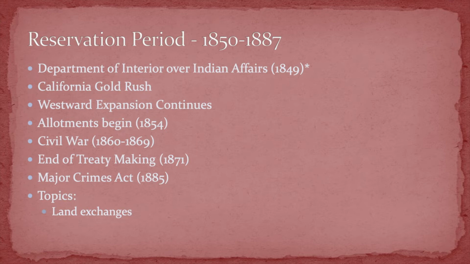So from 1850 to 1887, we have the Reservation Period. And you're like, well, why wouldn't you call the relocation period the Reservation Period? Because they're really not reservations yet at that point. That terminology is in some treaties prior to 1850 as reserves, but really the Reservation Period is from 1850 to 1870. I have identified that because at this point, the Department of Interior, which was established the year before in 1849, now becomes the head of Indian Affairs.